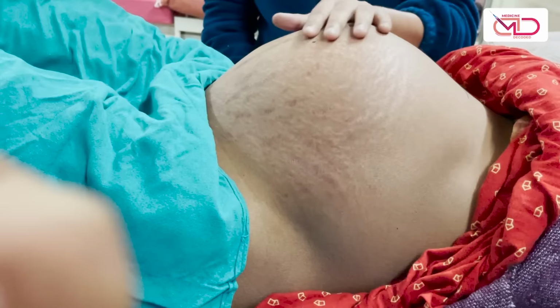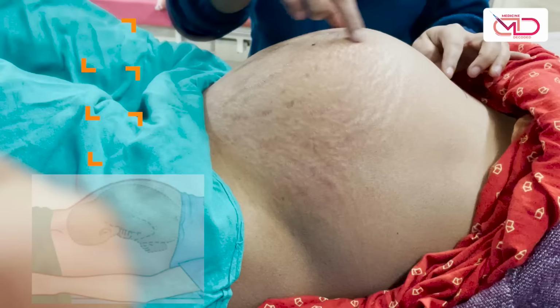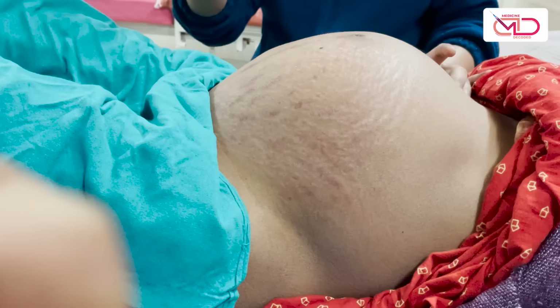So what did we see? Here are the buttocks. Head is here. Back is here on left side. Limbs here on right side. So longitudinal lie, cephalic presentation, back on the left side. So occiput is also on the left side. So this is left occipital position. It could be left occipital transverse or left occipital anterior. We don't know as of right now.